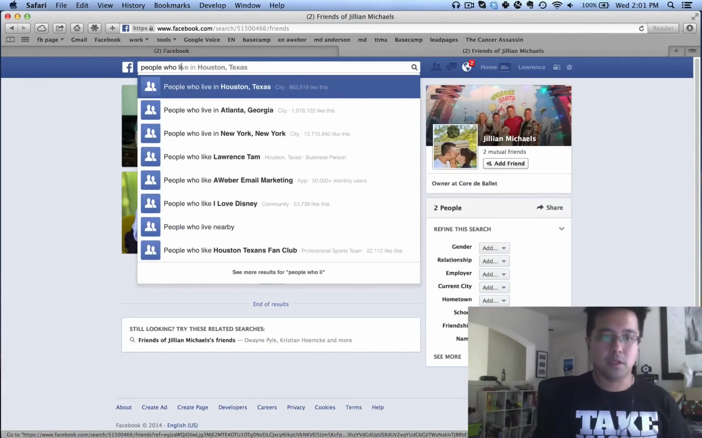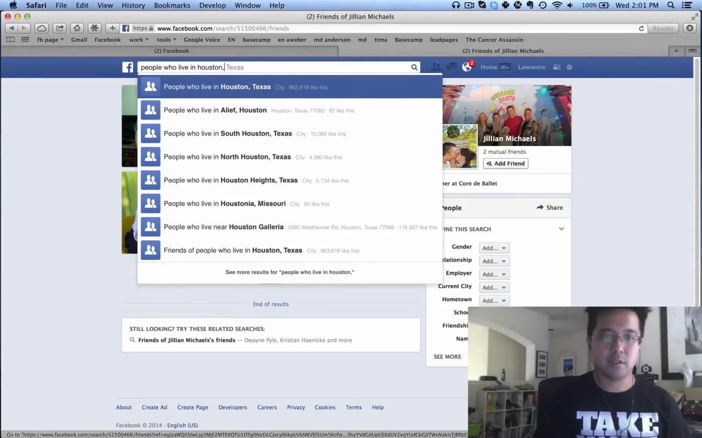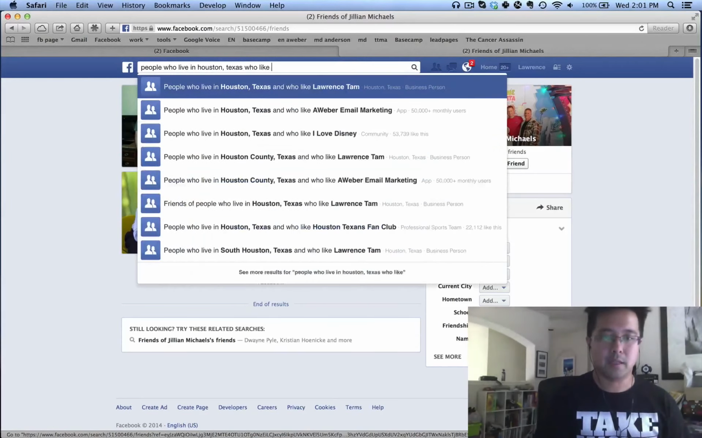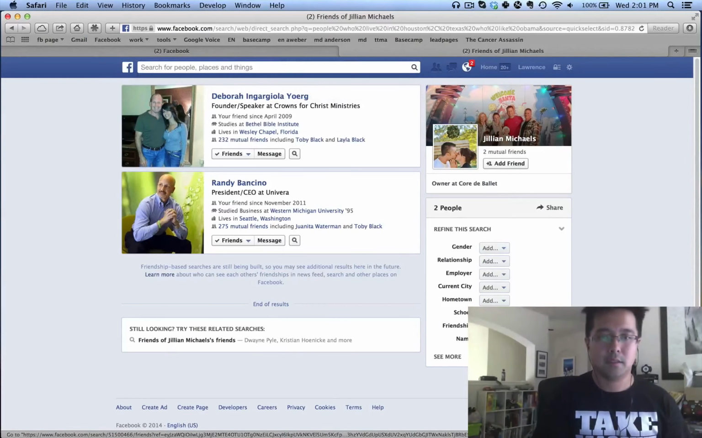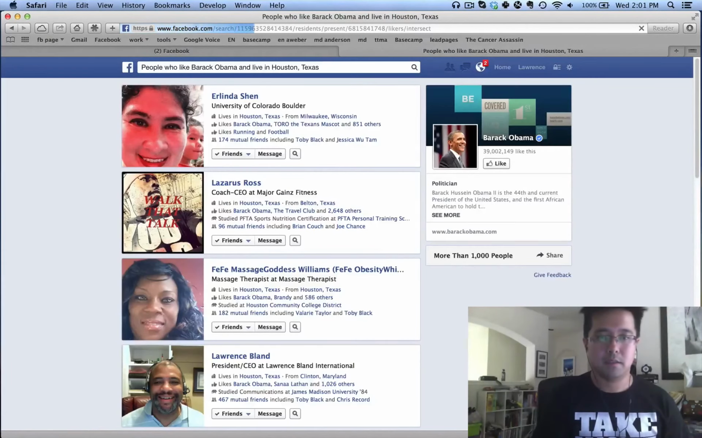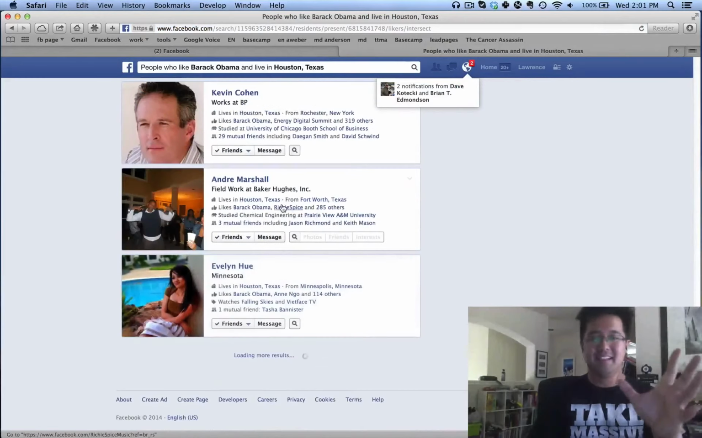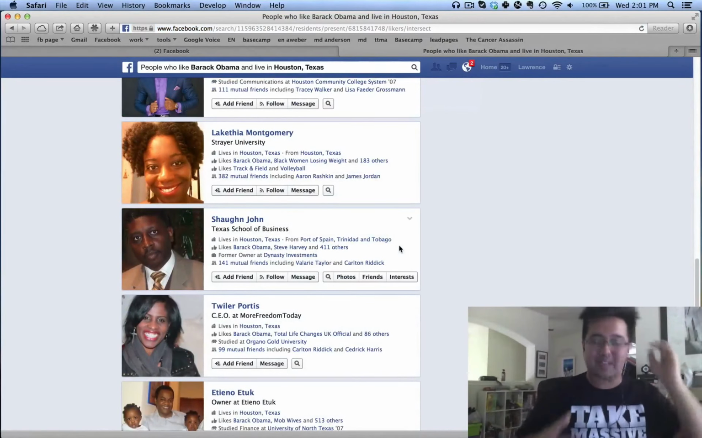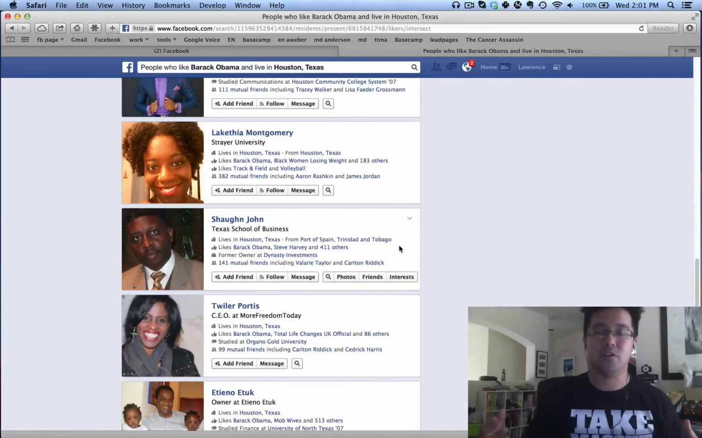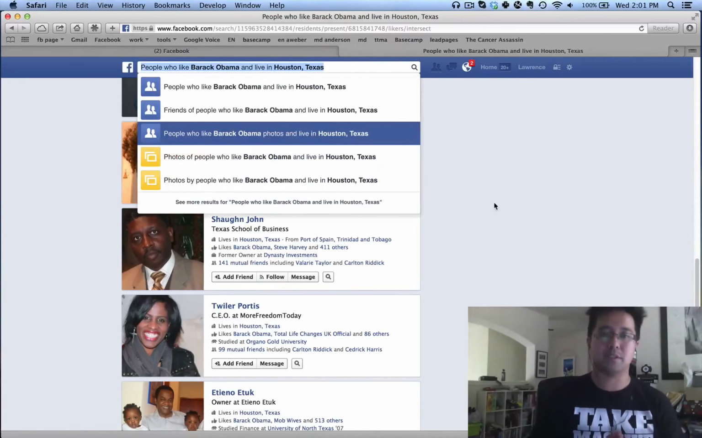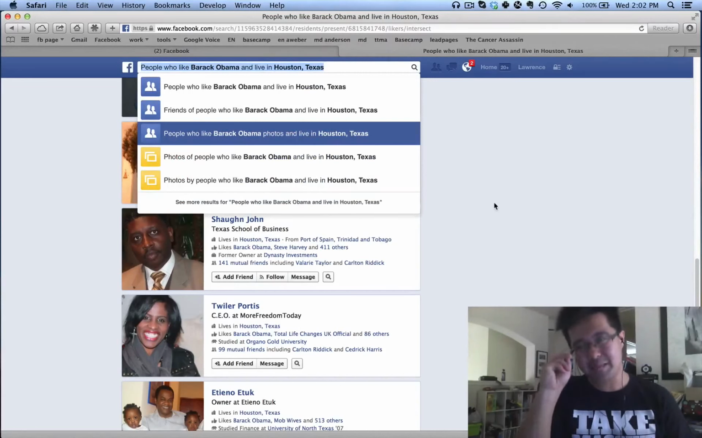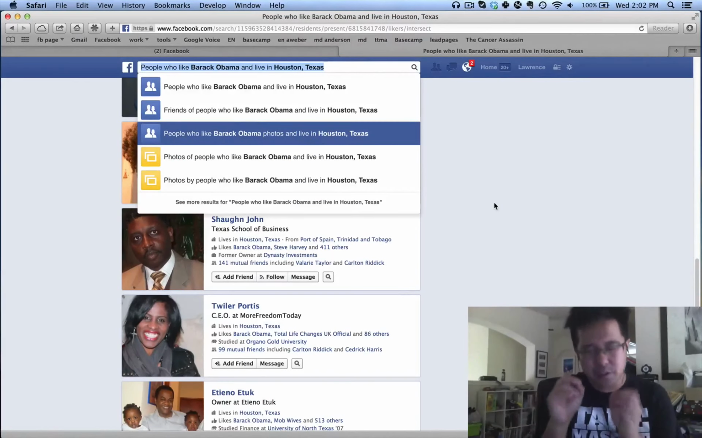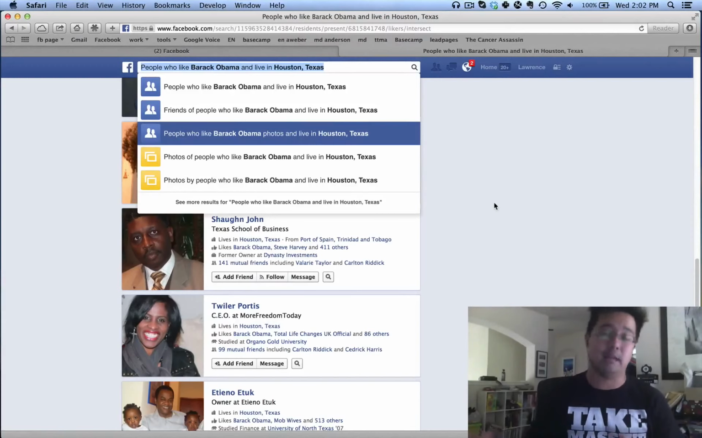People who live in Houston, Texas, who like Obama. You're starting to just narrow down into exactly what you want to do. Now, as a paid marketer, let's say you sell tools and services. Let's say you sell products to a certain type of person. The ad that speaks most closely to that person is the ad that gets clicked on and the ad that Facebook wants to serve, right?